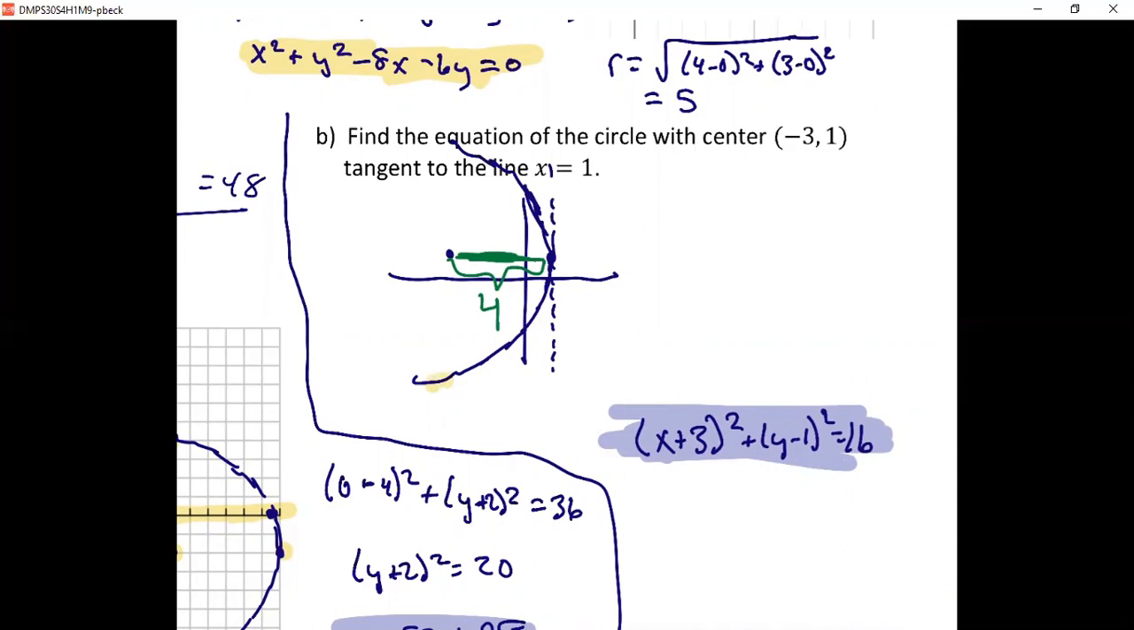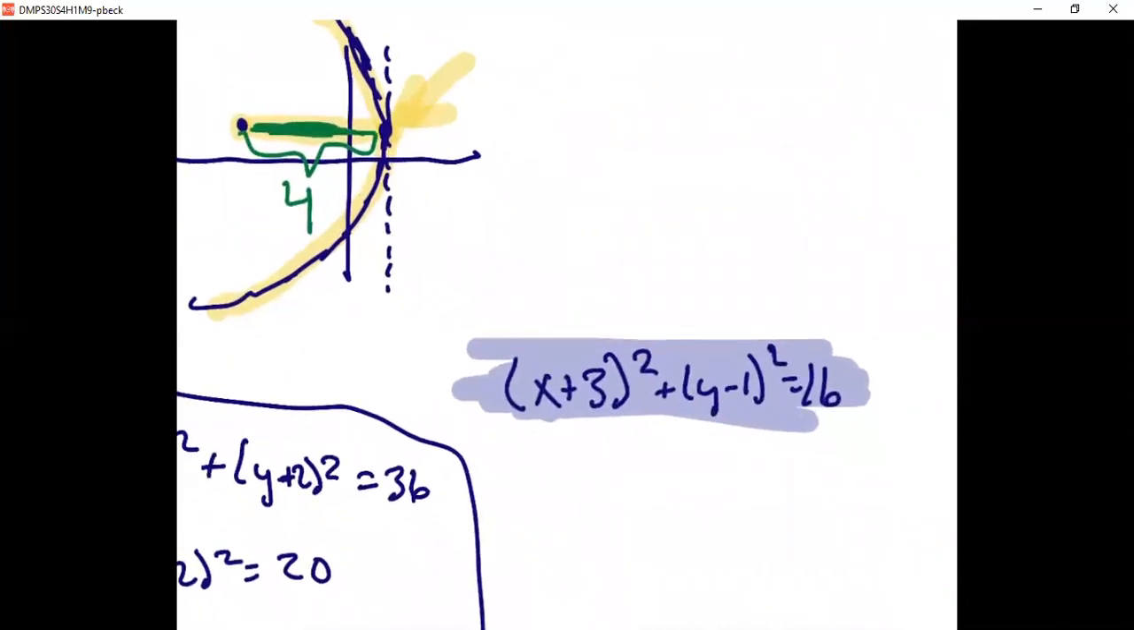A circle is tangent to a line where it intersects at only one spot, which is going to be right there. By drawing this out, it allows us to see that if my point is -3, 1, and this is x equals 1, the radius connecting them is 4. And from that, we can set up that equation.